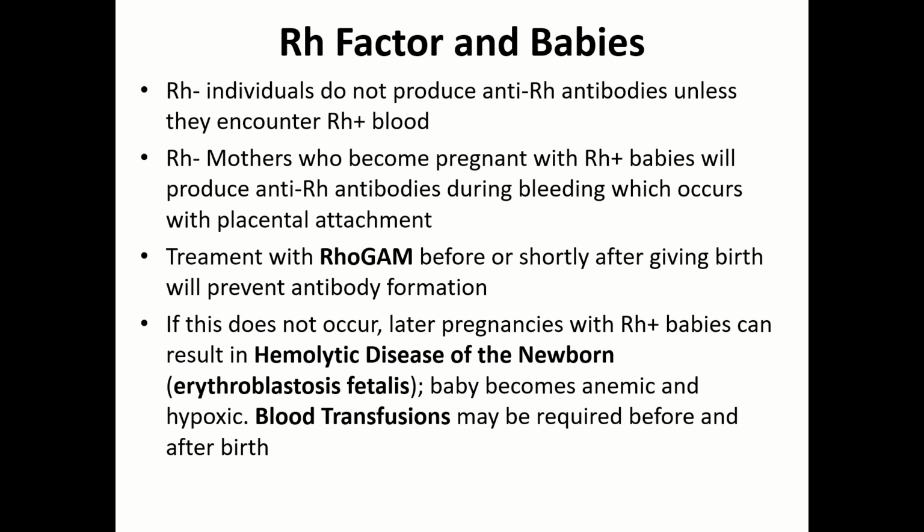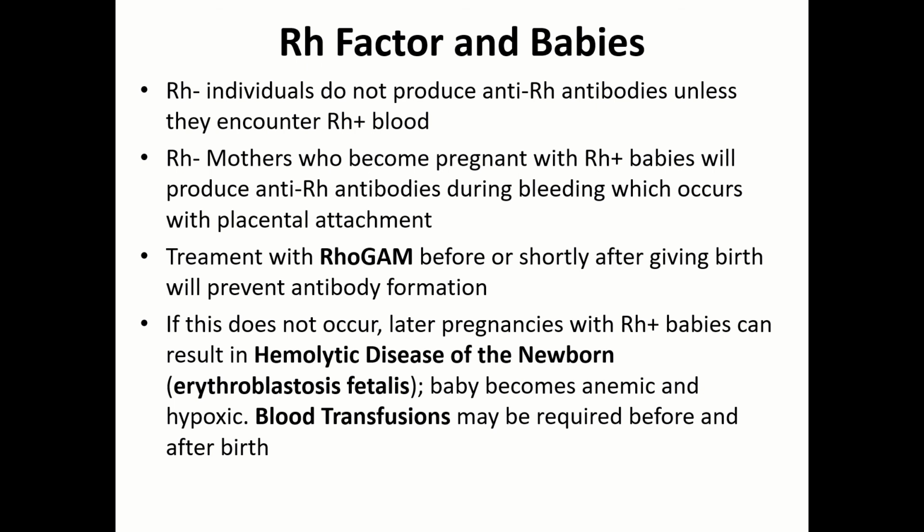This is the reason that they think Anne Boleyn had so many miscarriages following the birth of Elizabeth I. They think that she was an Rh negative mother and that she became pregnant with Rh positive babies. And this was prior to the time that we were able to treat with what's known as RhoGAM. RhoGAM is an injection that's given to mothers shortly before they give birth to their Rh positive babies. And this prevents that formation of the anti-D antibodies.